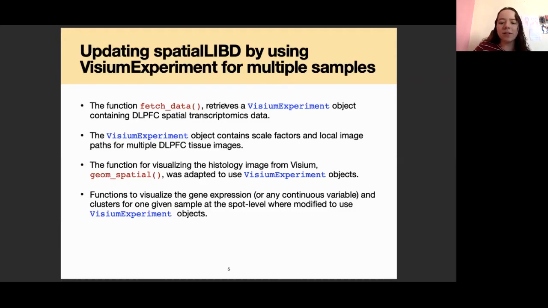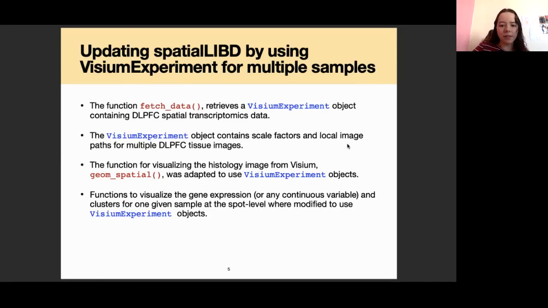And it is important to say that our VisiumExperiment object is a little bit more complex than a regular VisiumExperiment one, because it contains multiple samples, and this has an impact on the arrangement we made for part of the data. For example, we accommodated data into our VisiumExperiment object to contain scale factors for multiple DLPFC tissue images, and also to contain local image paths for these tissue images.